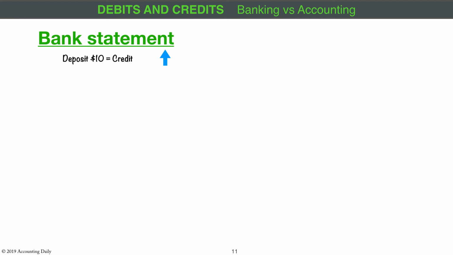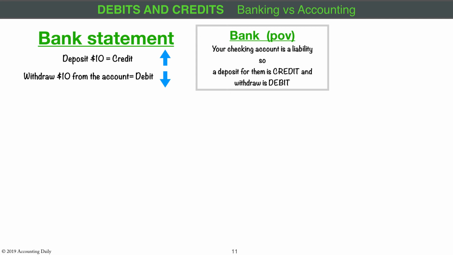And let's say you withdraw $10 from your checking account, your bank statement will show a debit of $10 and decrease that amount. But wait a second, isn't that contradictory to what we just learned? The reason for that is, from the bank's point of view, your checking account is a liability to them. So a deposit for them is credit and withdrawal is debit.